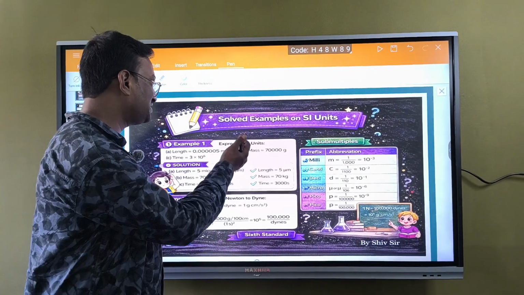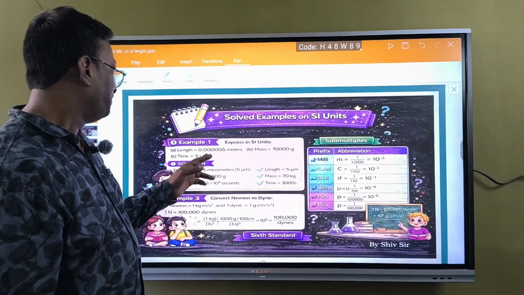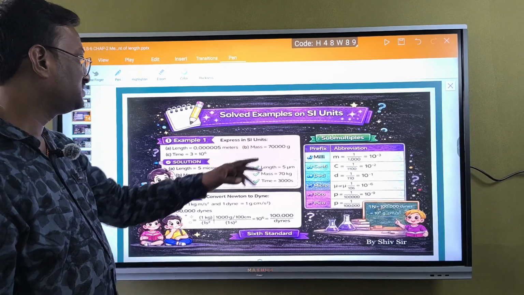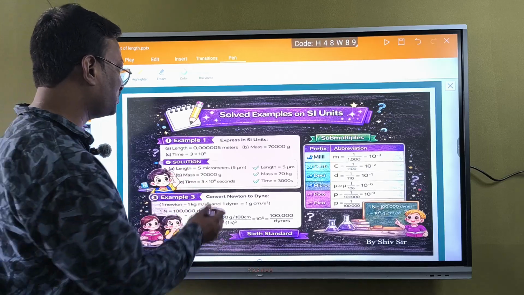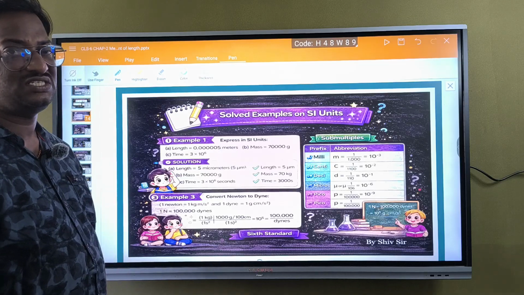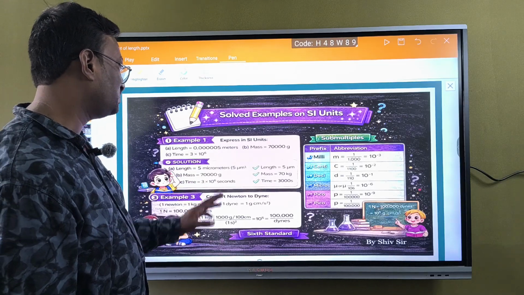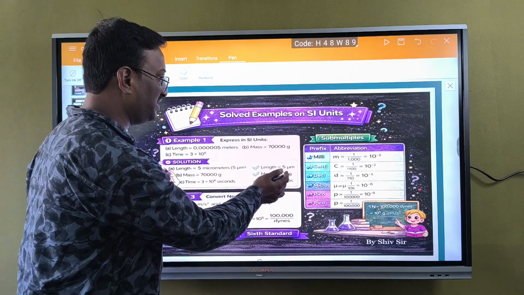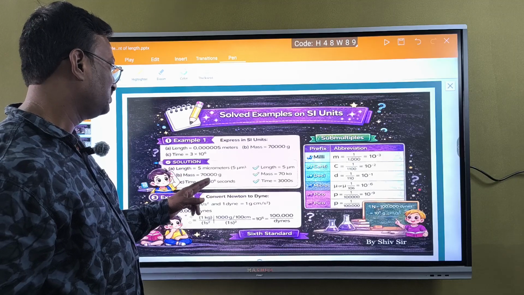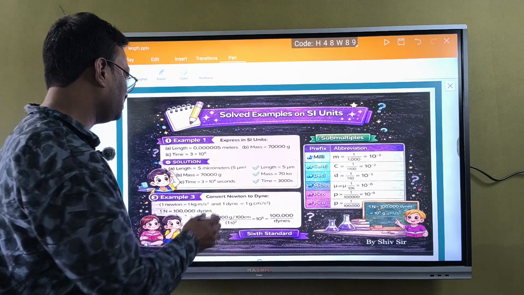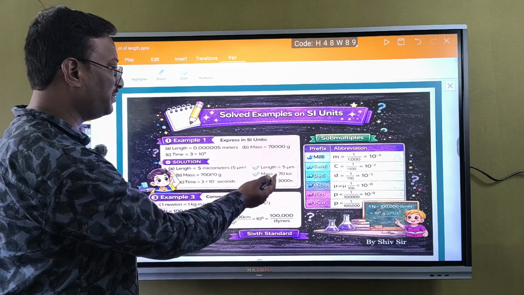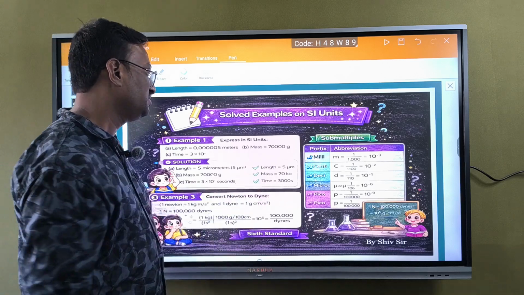Example number 1. Express the SI unit of length, mass and time. Length is 0.00000123456, 5 zeros after the decimal, so that is called 5 micrometers. Micro in the sense 10 power minus 6. Mass is 70,000 grams, that is 70 kg, and time is 3 into 10 power 3, not 10 power 6. 10 power 3 means 1000. 1000 into 3 is 3000 seconds.